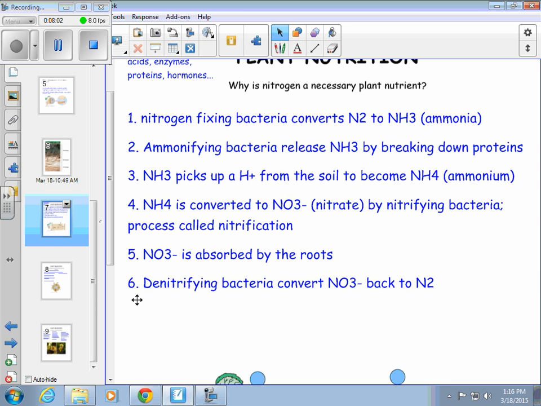The last step is that there is another type of bacteria in the soil called denitrifying bacteria, and those bacteria will actually take the nitrate and convert it back into atmospheric nitrogen.